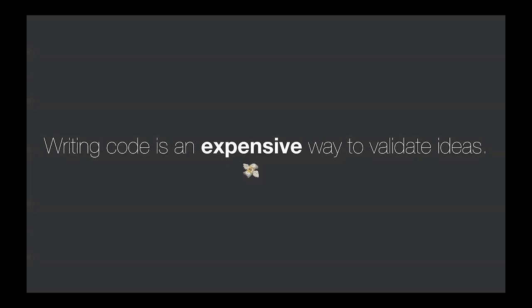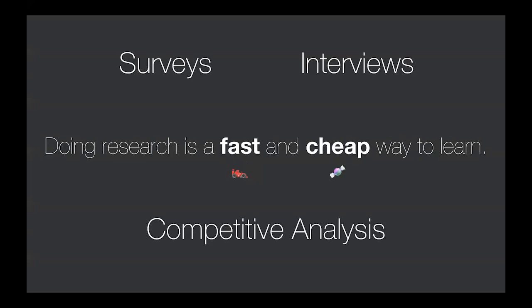Writing code is an expensive way to validate ideas. Doing research is a fast and cheap way to learn. I debated this sentence. I wanted to say doing research is the fast and cheap way to learn, but I know there are some people who would say, well, I can write code really fast, and I get it, but research is actually faster, and more importantly, it's cheaper. It's the cheapest way to learn.